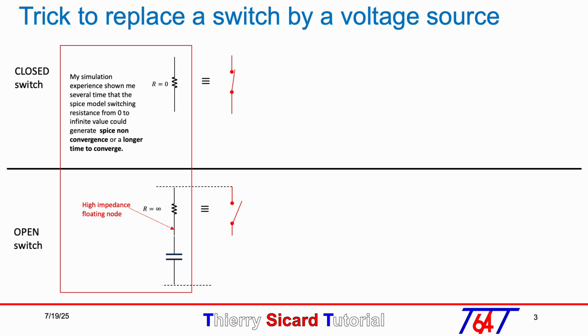A trick to get around this problem is to replace the switch by a voltage source. Of course, for the ideal closed switch, it is obvious that we must replace the switch by a voltage source equal to 0. To replace an open switch with a voltage source, we must define the voltage equal to the voltage across the switch when it is open.